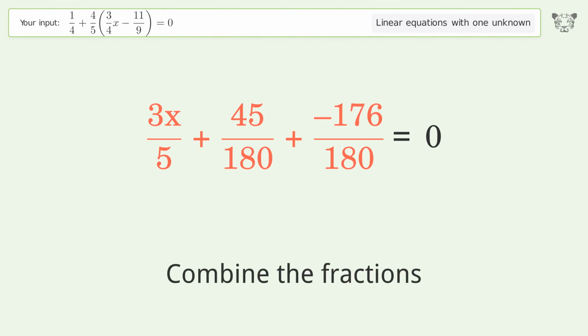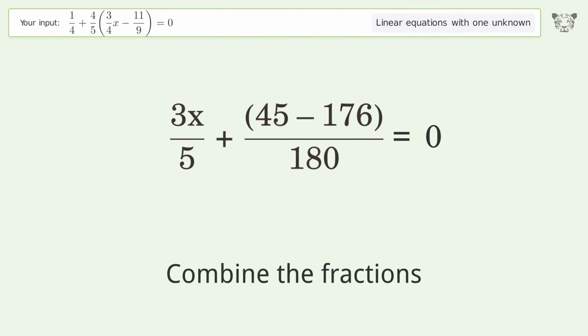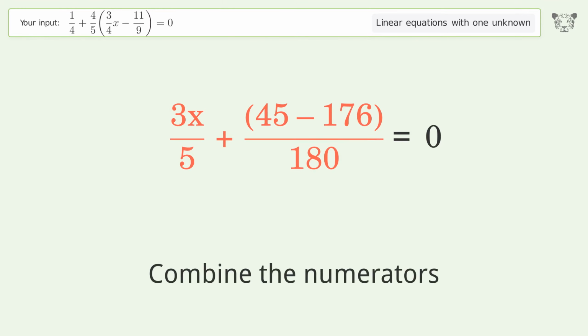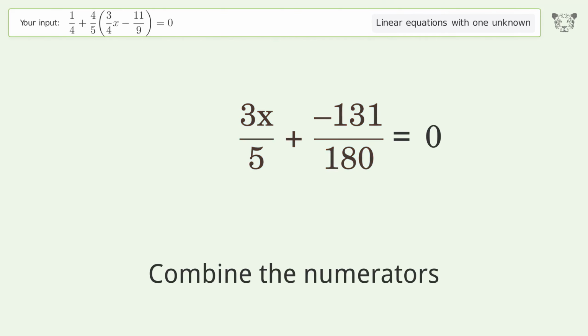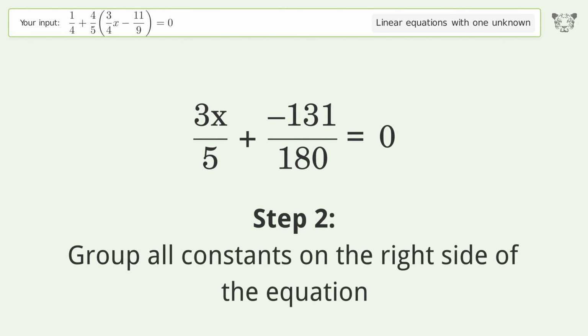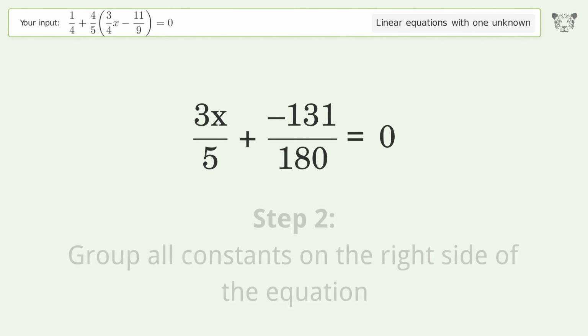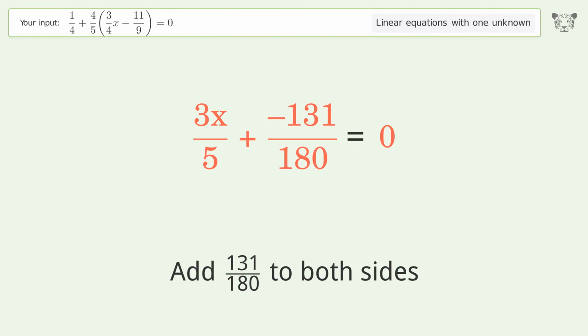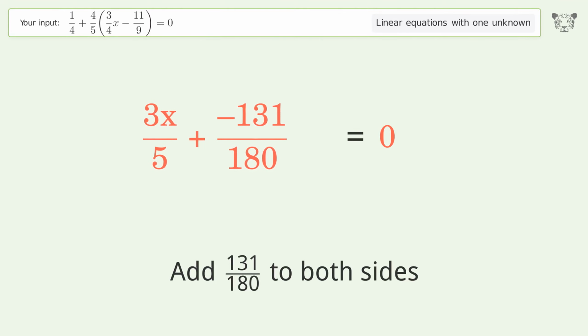Combine the fractions. Combine the numerators. Group all constants on the right side of the equation. Add 131 over 180 to both sides.